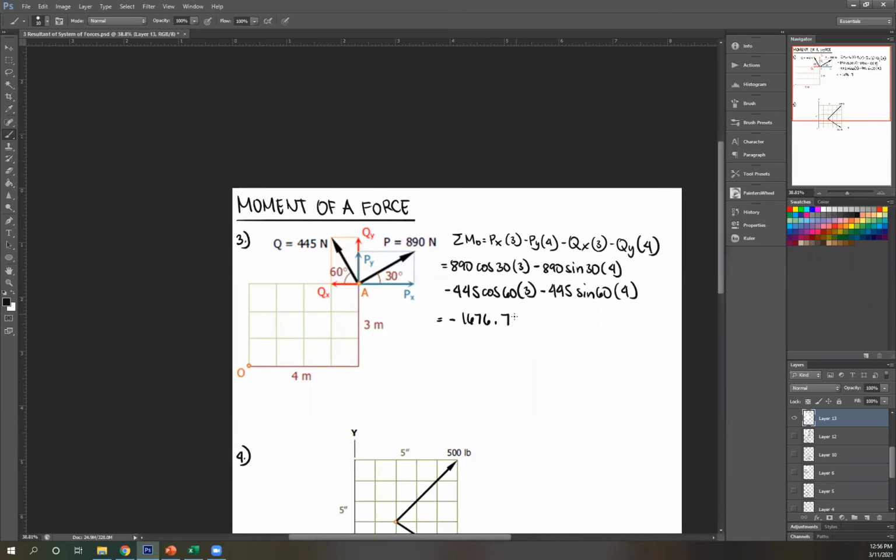Okay. So the answer was negative 1676.74. Yeah, correct, Vivian. And then our unit is in Newton, then distance in meters, so Newton meter. Okay? Now, this negative means your moment is counterclockwise. So you can also write 1676.74 Newton meter counterclockwise.